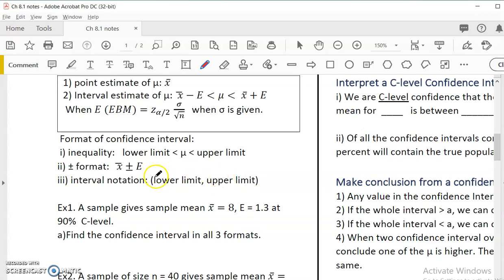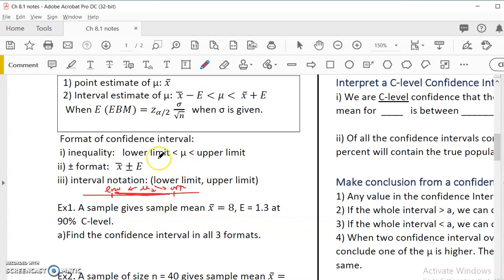which has the lower limit and upper limit written in comma form with a bracket or a parenthesis. So you write parenthesis, lower limit, comma, upper limit. You can read it as a number line. This is the low limit, and this is the upper limit, and mu would be in here. So that is not all the mu. There's only one number, but mu could be in any of these.